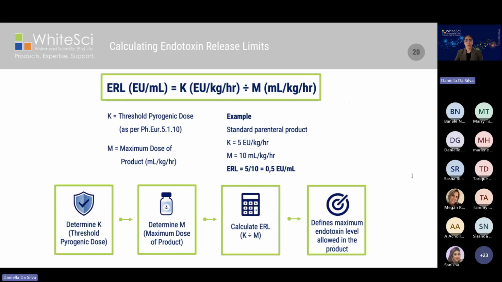Let's consider a simple example. If K equals 5 endotoxin units per kilogram per hour, and the maximum dose is, say, 10 milliliters per kilogram per hour, your endotoxin release limit would then be 0.5 endotoxin units per milliliter. This value becomes critical as a parameter during method development, as it defines the level of endotoxin that must be reliably detected as well as controlled. Understanding the release limit is therefore fundamental to selecting the appropriate testing strategy and demonstrating its compliance.